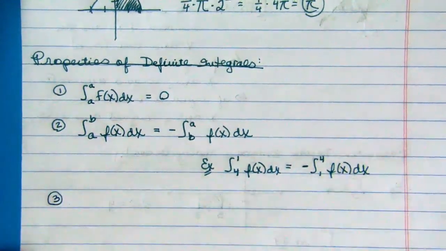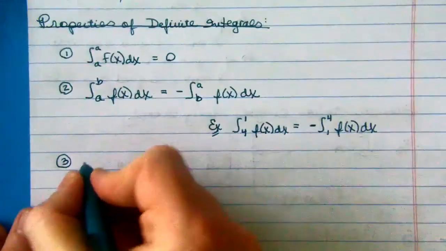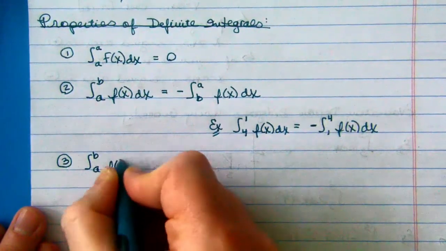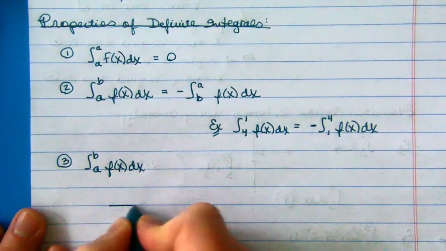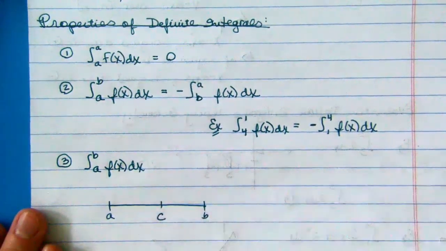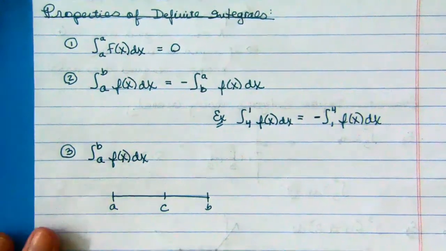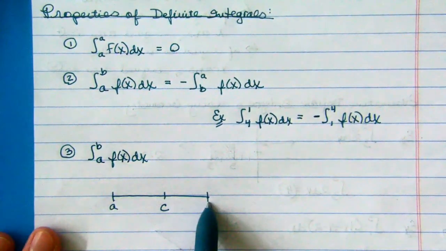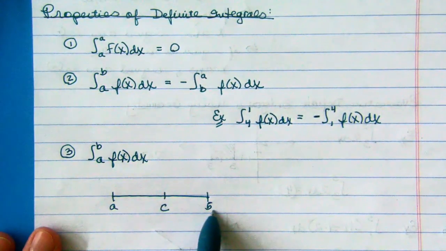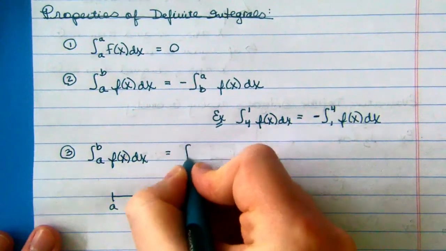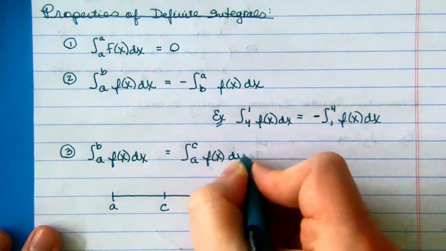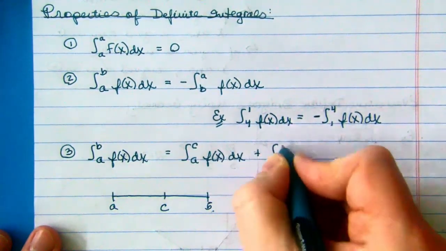Property number 3. If I want to do the integral from a to b of f of x dx, let's say this is a, let's say this is b, and let's say there's some random other x value, c, in the middle. If I want to integrate from a to b, instead, I could go just from a to c, and then from c to b, and add those answers together. This is going to equal the integral from a to c of f of x dx, plus the integral from c to b of f of x dx.